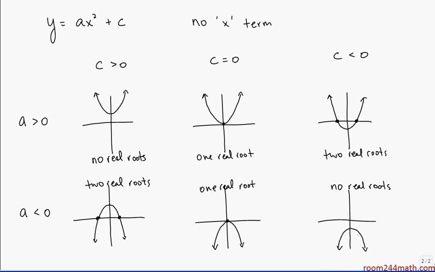Now, as I said, when you throw in that middle term, bx, it confuses the matter, and it's probably better just to take it on a case-by-case basis. But if there's no x term, you can pretty much figure out how many roots you're going to have based on the sign of the coefficients a and c.